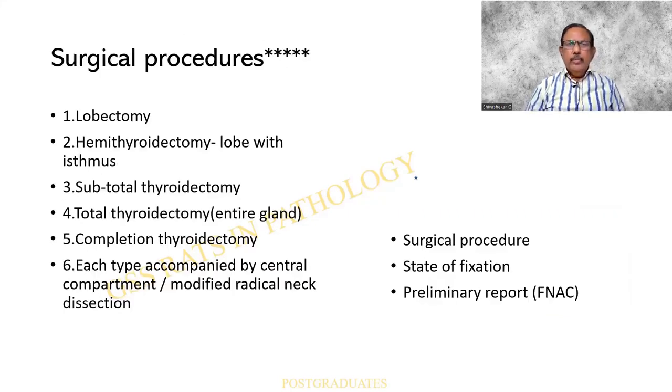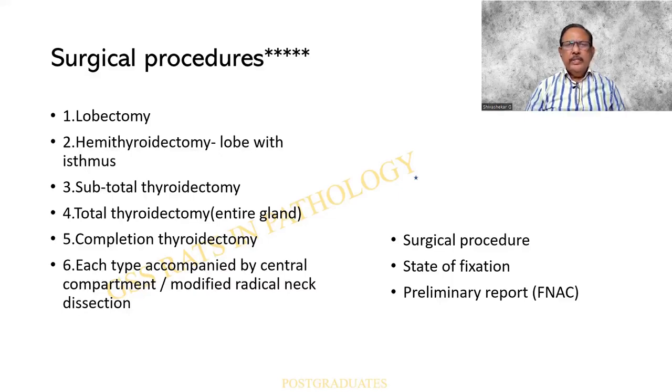And what are the surgical procedures? The procedures can be lobectomy or hemithyroidectomy. One lobe is being removed. Hemithyroidectomy means the lobe along with the isthmus is being removed. Subtotal thyroidectomy, wherein a part of the thyroid parenchyma is retained for functional purpose as well as to retain the parathyroid glands. Total thyroidectomy, the entire gland is being removed.